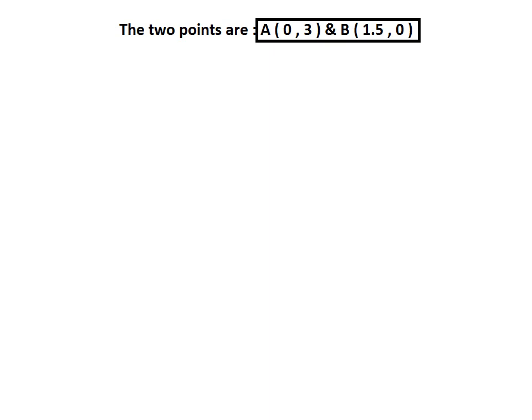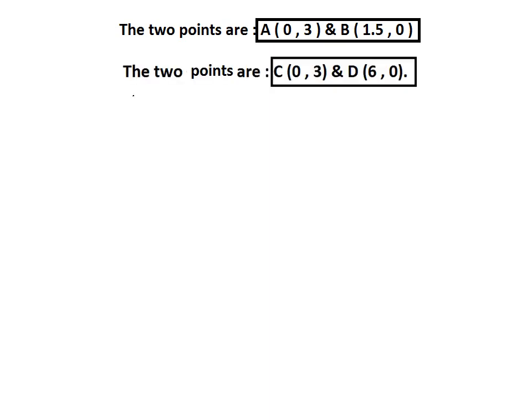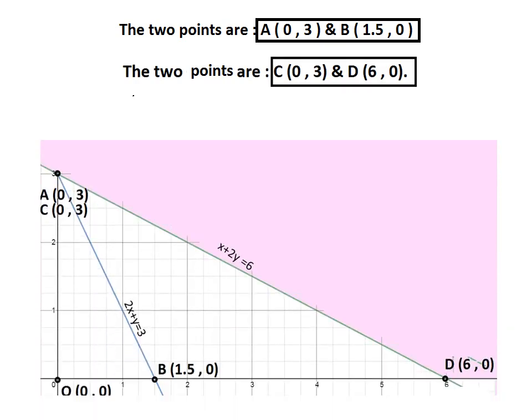Now, we get 2 points from the first inequality, that is a and b, and 2 more points from the second inequality, c and d. When we plot the graph, we find that the 2 points from 2 different inequalities, that is a and c, coincide at the same place, that is 0, 3.